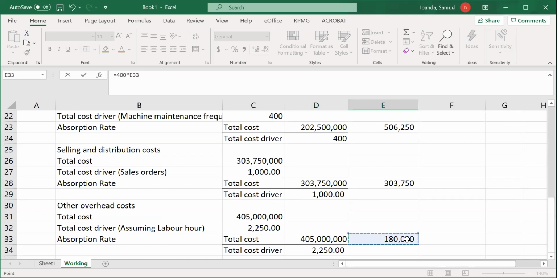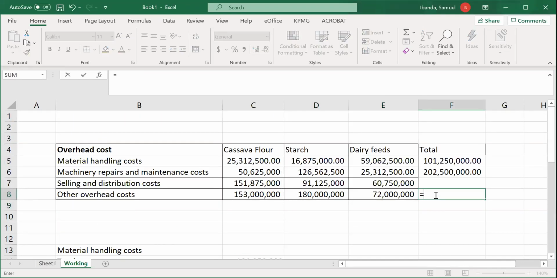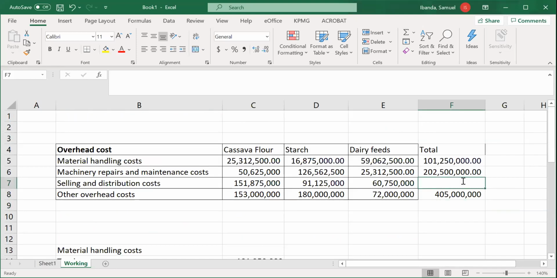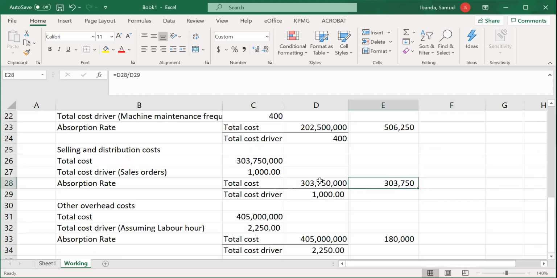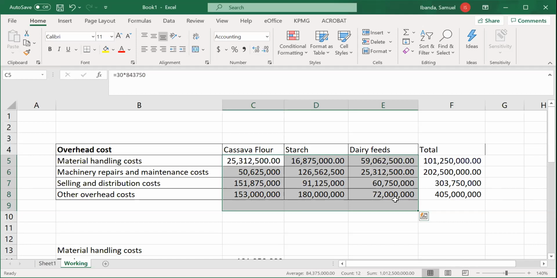I'm just going to test them as well. See, I've gotten the right figures. And just sum up all these here. This gives me 405, which definitely matches what I have. This one, summation of these values, 303,750. Here it gives me, so I match. So I've been able to allocate my overhead costs based on the so-called ABC.